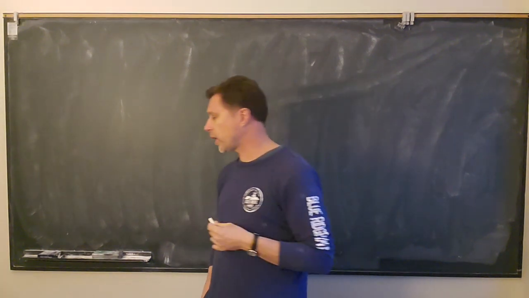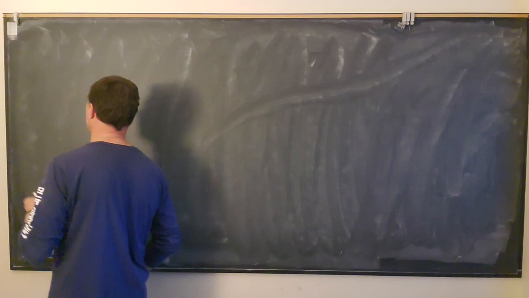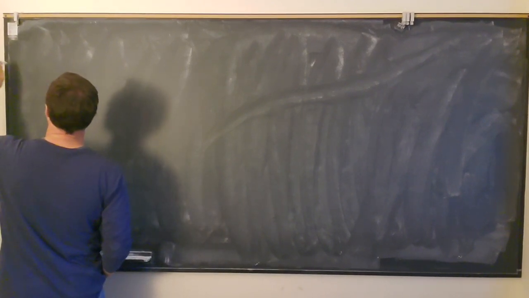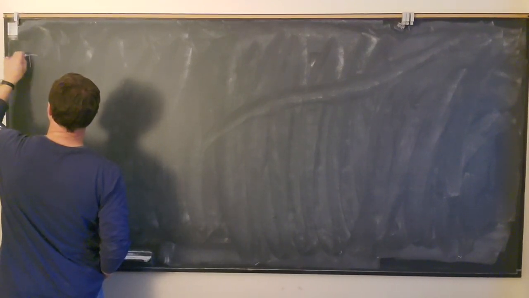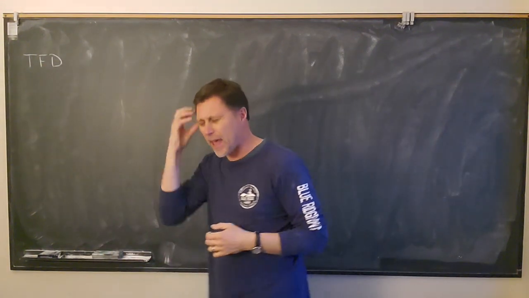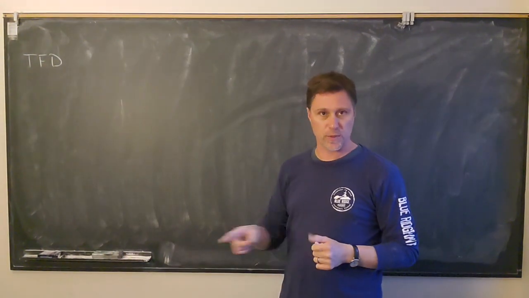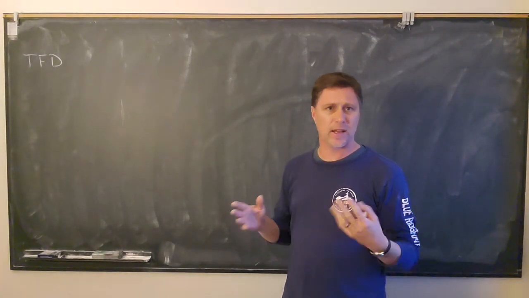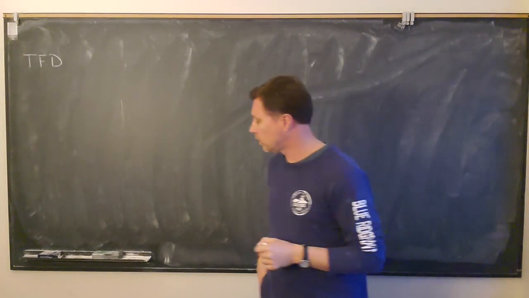So let's just do a quick rundown on the tests that we have so far. We started off, of course, with the test for divergence. Test for divergence is the test that you should be doing in your head every time you see a series. You should be thinking, can I apply the test for divergence? It's kind of the first thing you should think. So write that down.